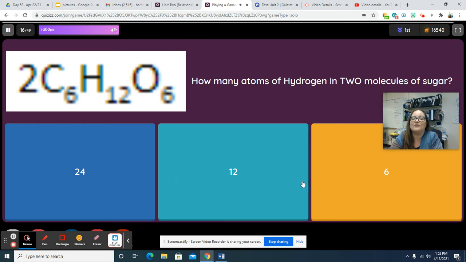How many atoms of hydrogen are there in 2 molecules of sugar? So we've got a molecule of sugar here, and then we're showing we've got 2 of them by this coefficient that's in front. So we need to know how many hydrogens. So we're going to multiply, just like we would in a math problem. Our coefficients multiply. So 2 times 12 is 24.